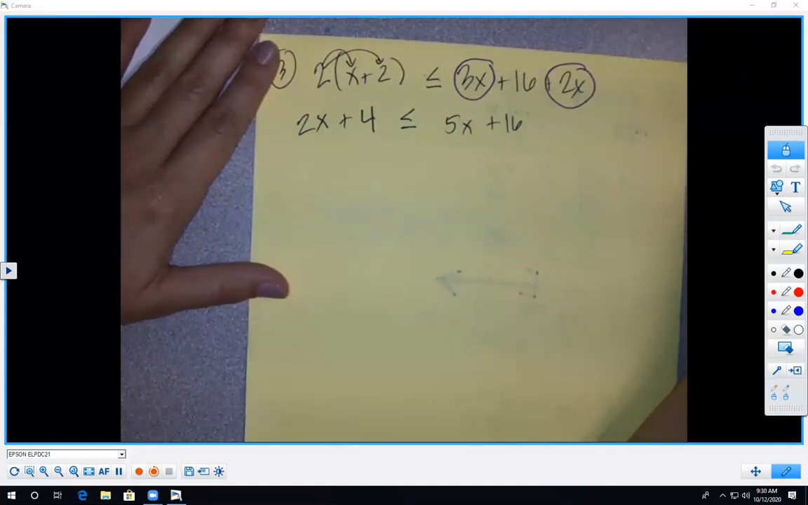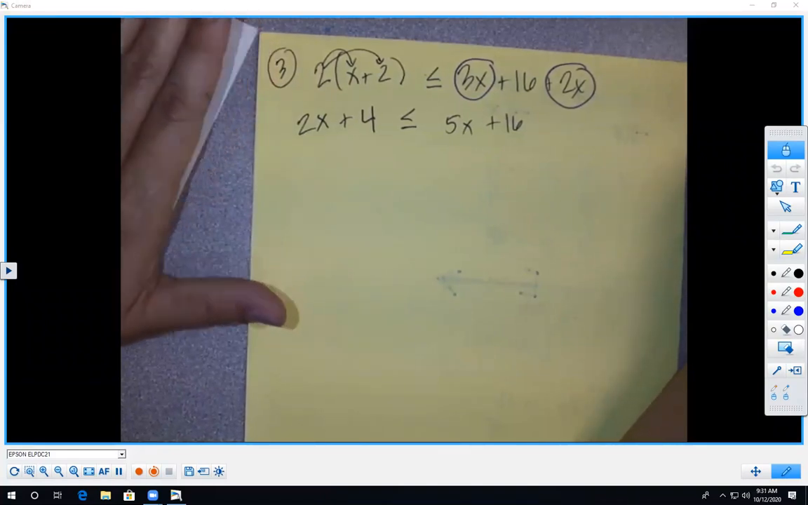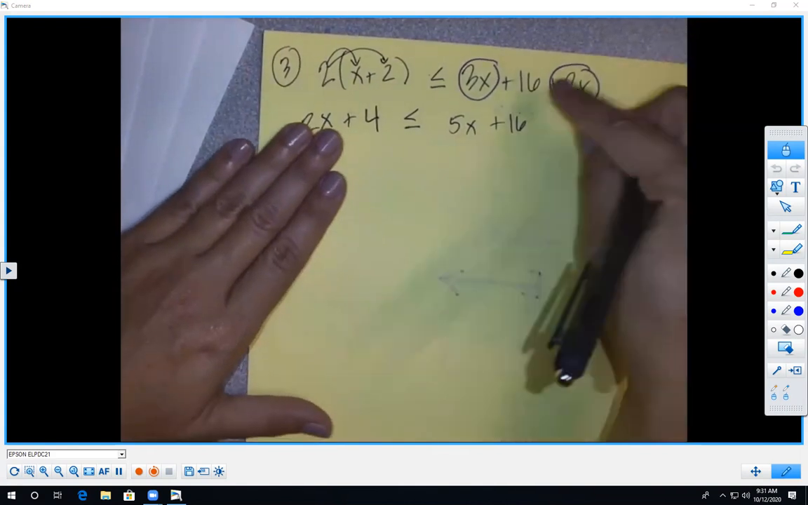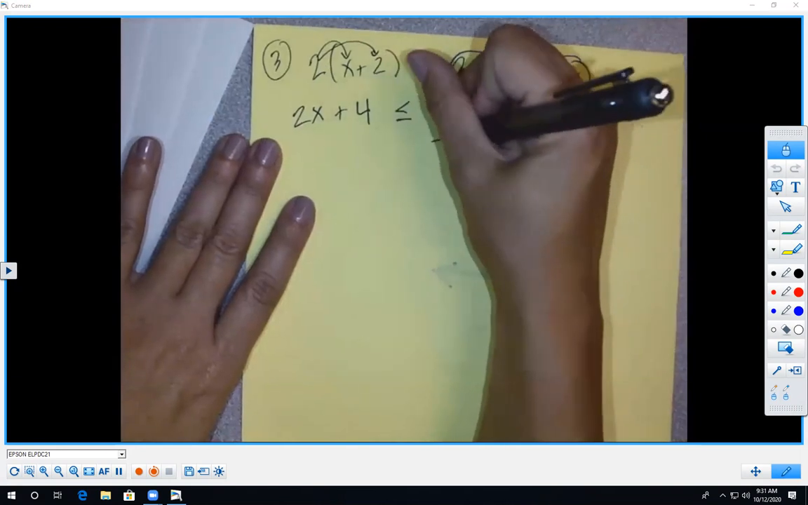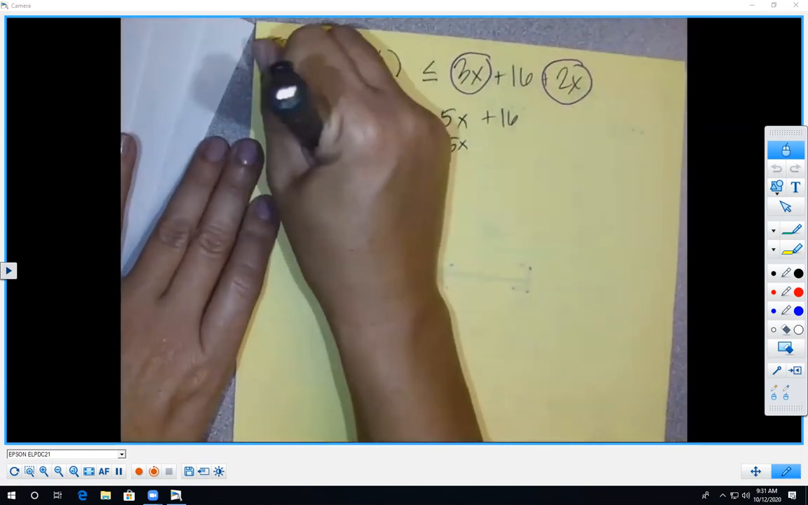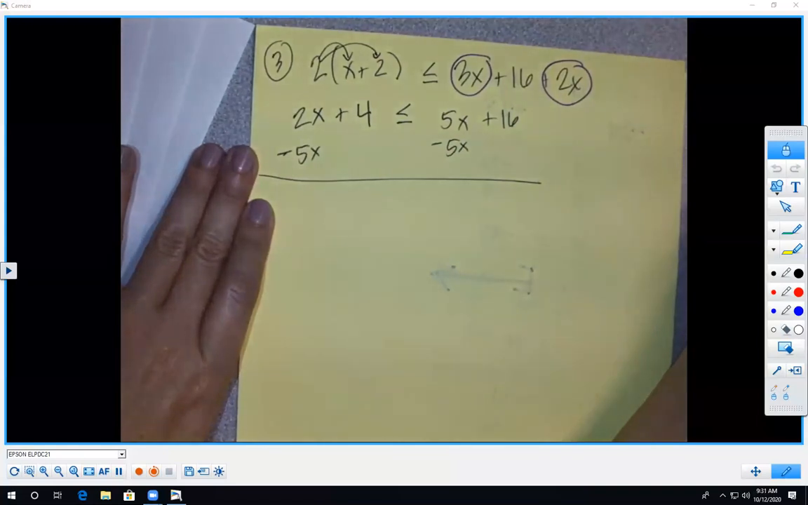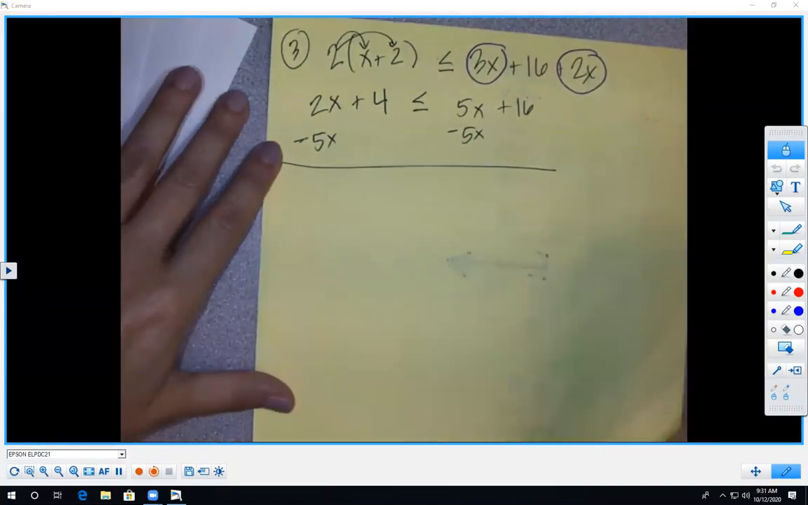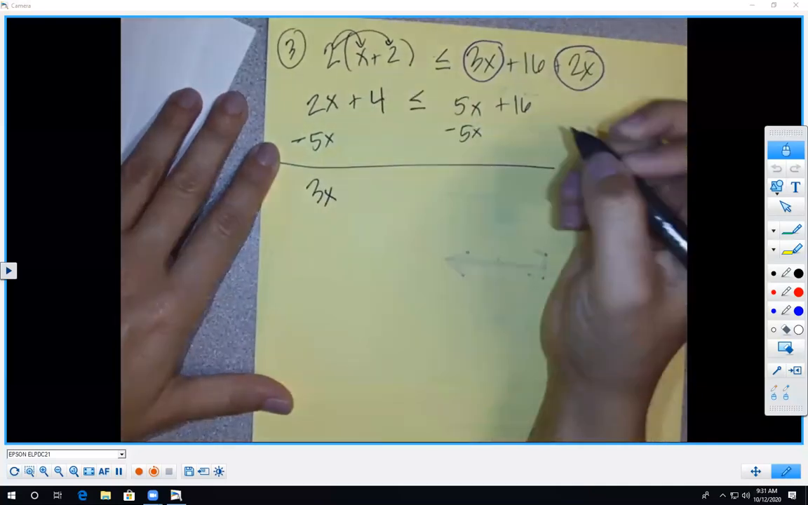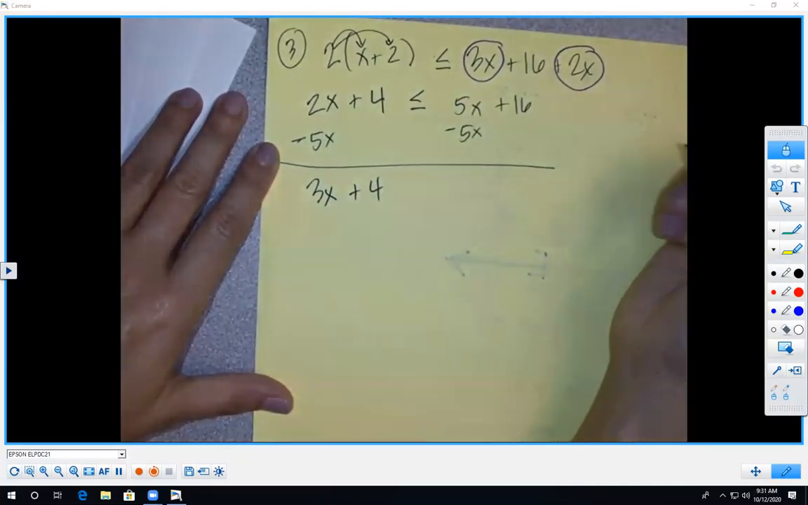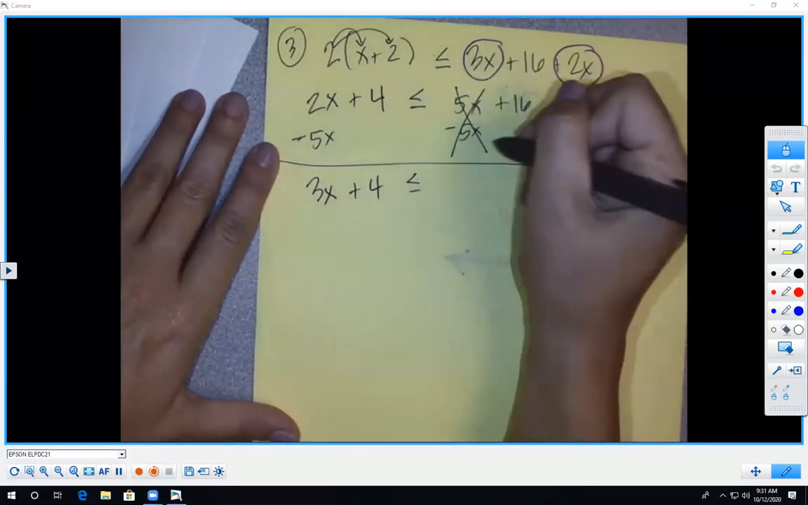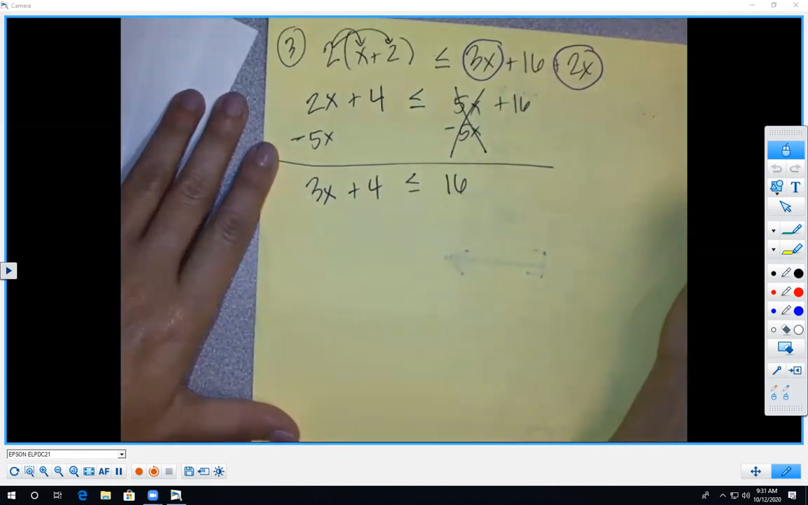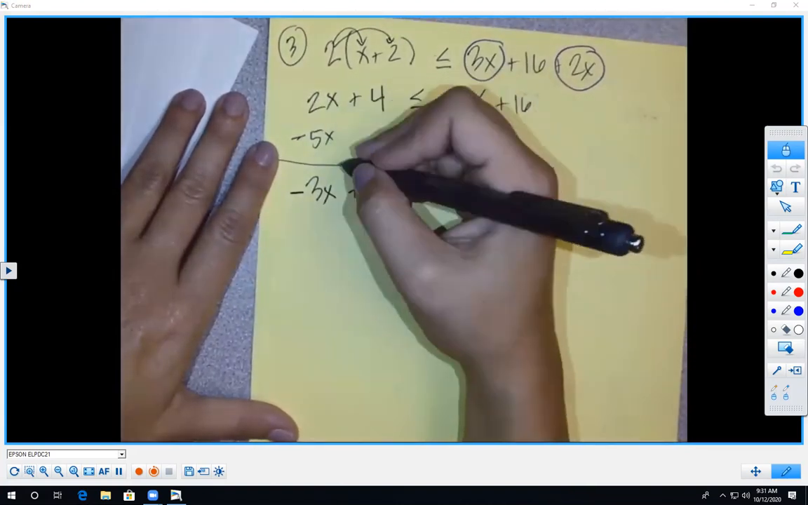At this point, you want to get your x's on one side. Okay, in an equation, it doesn't matter which side you get them on. On an inequality, you want them on the left-hand side. So I need to move 5x over here. How do I move 5x over here? Subtract it from both sides. 2x minus 5x is negative 3x, plus 4 is less than or equal to 5x minus 5x. Those undo each other, and I'm left with 16.